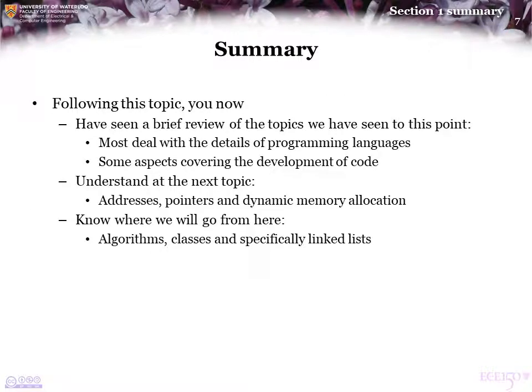Following this topic, you now have a brief review of what we have seen to this point. Basically, what are the mechanisms of authoring programs using specifically the C++ programming language. We've also covered some rudimentary topics related to software engineering. You also know what's coming up next: addresses, pointers, and dynamic memory allocation. And after that, we will be looking at algorithms, classes, and specifically linked lists.